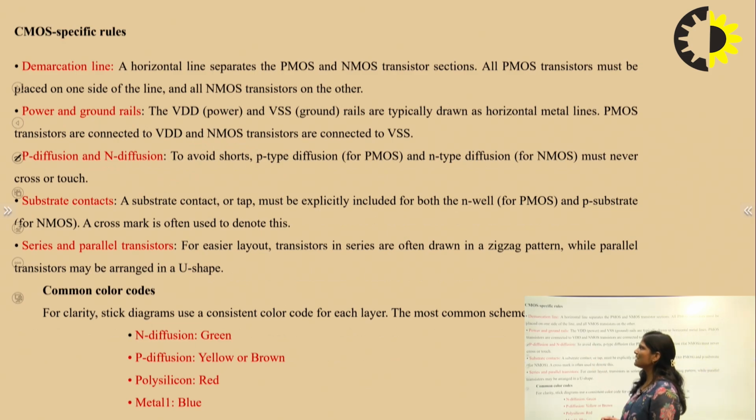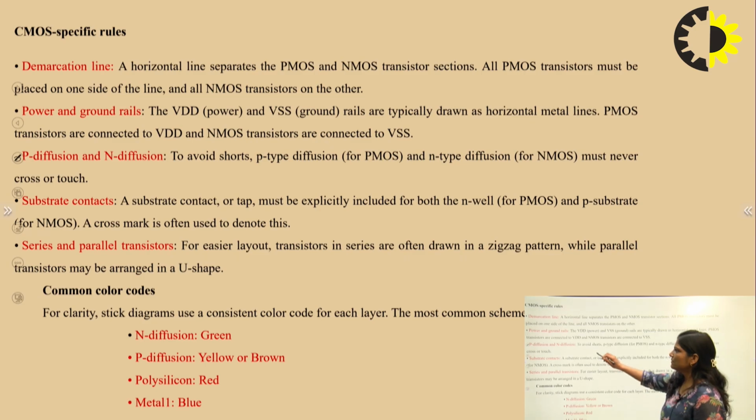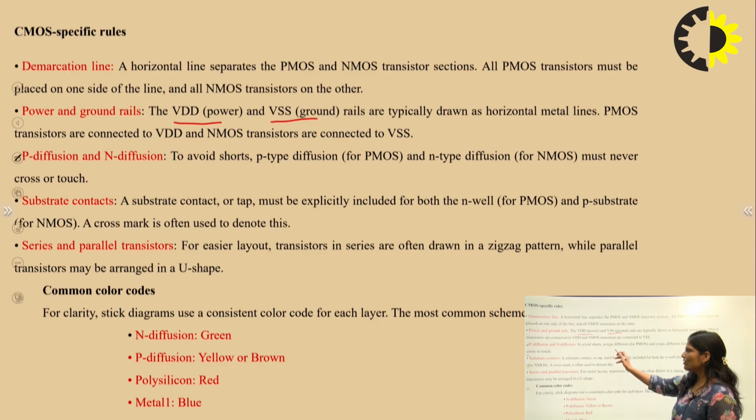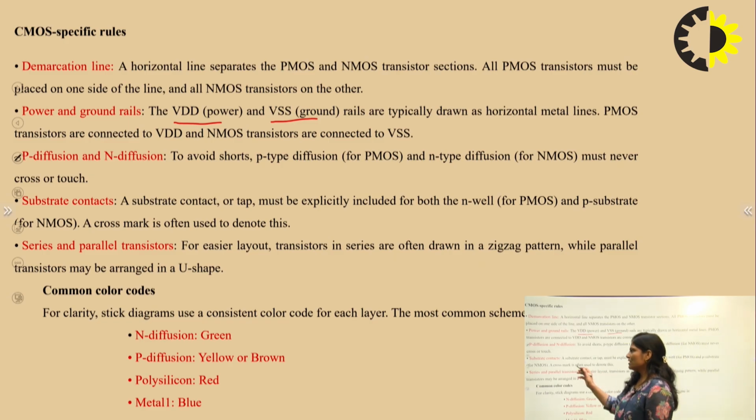Now CMOS specific rules. So there is a demarcation line. When we have to separate NMOS and PMOS, we have to draw a demarcation line in between PMOS and NMOS. Now power and ground rails. Power is represented by VDD, and ground is represented by VSS. Now P diffusion and N diffusion. To avoid shorts, P-type diffusion for PMOS and N-type diffusion for NMOS must not cross or touch each other.